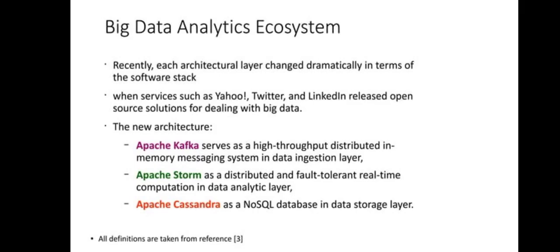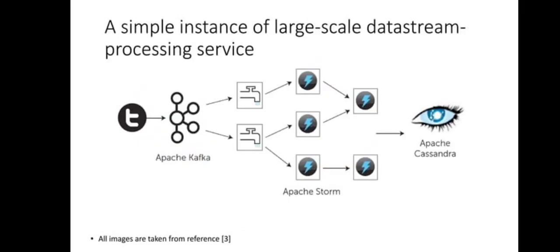Big data analytics ecosystem. Recently, each architectural layer changed dramatically in terms of the software stack. When services such as Yahoo, Twitter, and LinkedIn released open source solutions for dealing with big data, the new architecture emerged. Apache Kafka has a high throughput distributed in-memory messaging system in the data ingestion layer. Apache Storm has a distributed and fault tolerant real-time computation in data. A simple instance of a large scale data stream processing service.